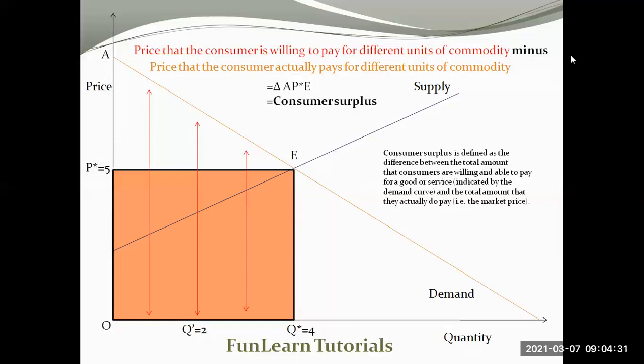And the total amount that they actually do pay is given by the shaded rectangle OP*EQ*. Essentially, that is the market price. OP* is the market price. So if the quantity that I'm buying is OQ* and the price is OP*, what essentially means is I am paying the amount OP* times OQ*. It's simple mathematics. You buy 4 units, each unit costs 5, so you multiply 4 times 5, which is 20. So that's essentially the area of the rectangle. So that is what I define by consumer surplus. Consumer surplus is given by the area of the triangle AP*E. This is called consumer surplus.